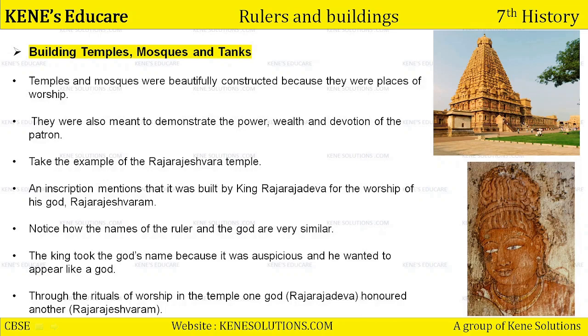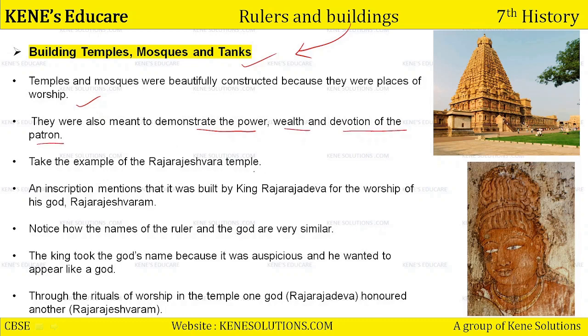Now coming on to the topic, building temples, mosques and tanks. The most important topic of this chapter, the buildings, and the most important buildings under any king's reign was building the temples, mosque and tank, because these were the activity centers for the people. These were the architecture where king used to show his power and wealth. Temples and mosques were beautifully constructed because they were places of worship. They were also meant to demonstrate the power, wealth, and devotion of the patron.